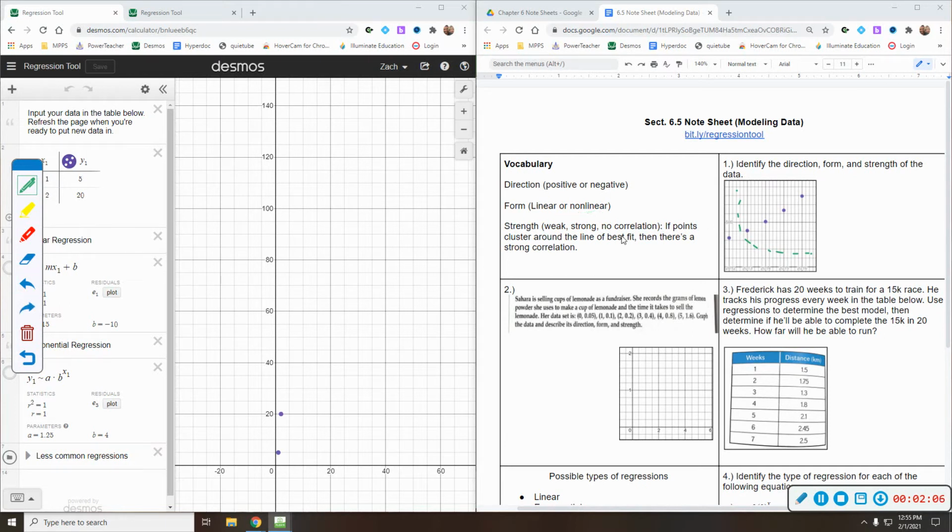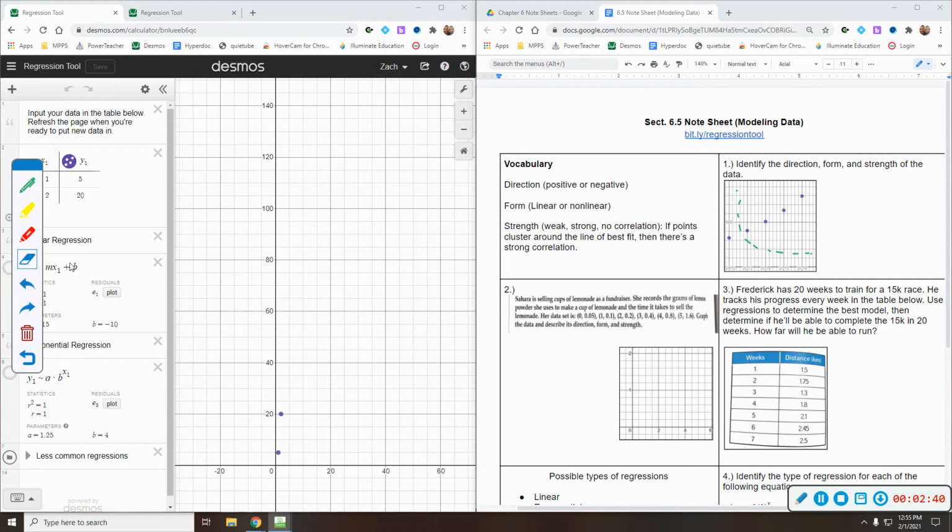The last thing is we will ask you about the strength of the data, whether it's weak, strong, or there's no correlation. So if the points cluster around the line of best fit or the curve of best fit, then there's a strong correlation. If they don't, if they're quite scattered, then there's a weak correlation. So if you can see a pattern, but it's not very tight, then it's a weak correlation. And if there's no pattern at all, it's just a cluster of dots and data points, then there's no correlation. Okay, so that covers the vocabulary, at least at the beginning here.